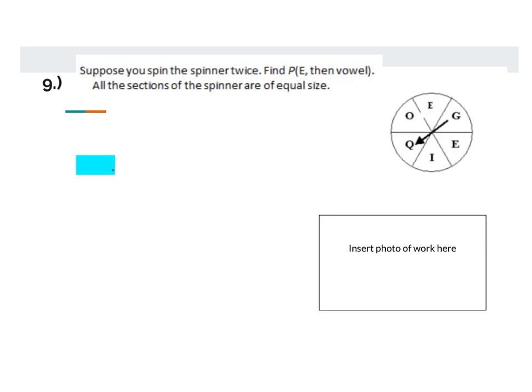All right, so suppose you spin the spinner twice, find the probability of E and then a vowel. So this is compound. You're doing two different things. You're spinning it once and then spinning it again. So in the first spin, what's the probability of spinning an E? Well, there are 2 favorable outcomes out of a total of 6 possible outcomes.